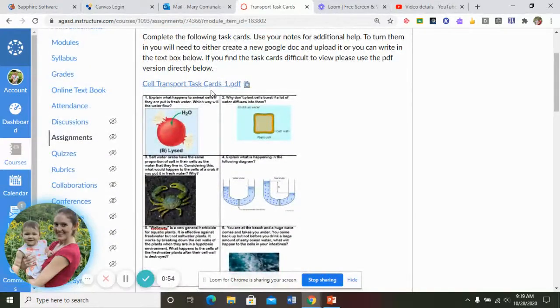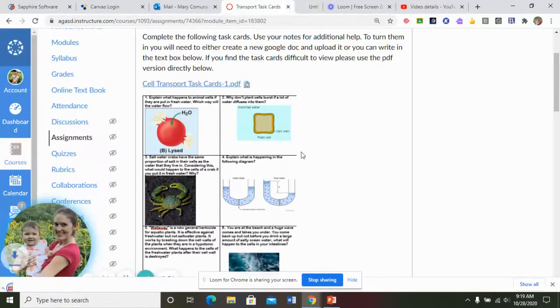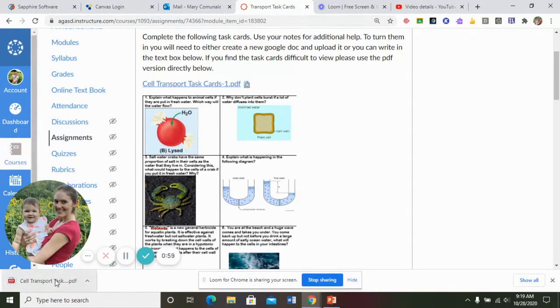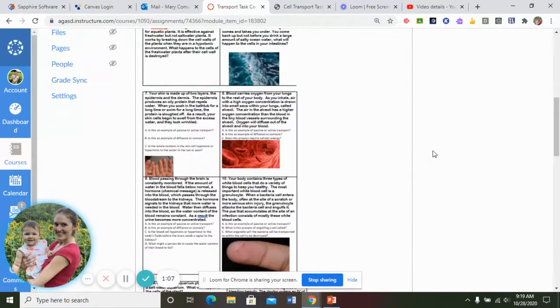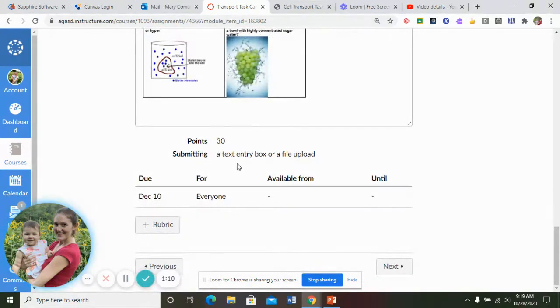All right, so I'm going to go ahead and click on this PDF. Actually, what I'm going to do is open this up in a Word document so I can type on it. But if you're viewing it, this is what it'll look like for you. And you are going to be submitting this either in a text box entry, or you can create your own document and just number it for me so that I know what answers go with which questions.